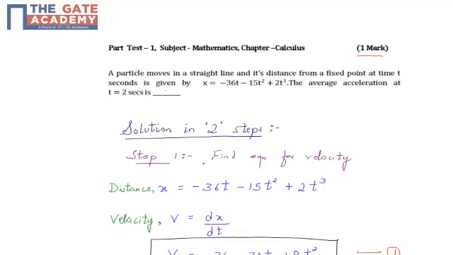Step 1 would be finding the equation for velocity. We know that distance here is given as x = -36t - 15t² + 2t³. Now my velocity is nothing but v = dx/dt. So I get v = -36 - 30t + 8t². We will call this equation relation number 1.